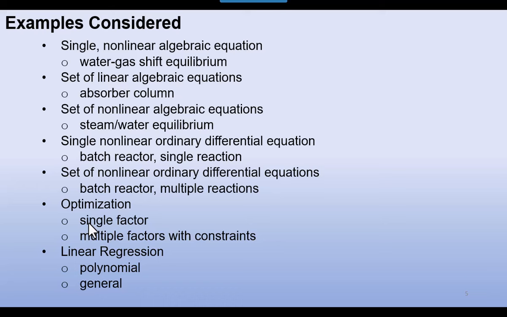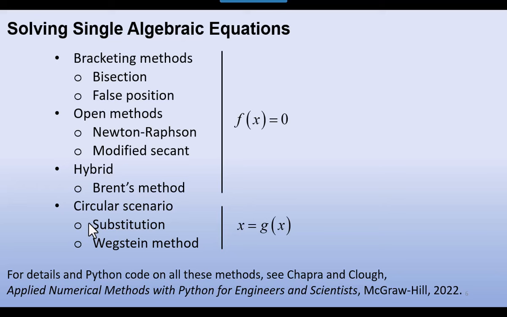And then we'll extend that to a batch reactor with multiple reactions. We get into optimization. We'll consider single factor optimization, and then involve multiple factors possibly with constraints involved. And then finally, when we get to regression, we will consider fitting data with polynomials, and then the general situation of regression. So let's start by looking at single algebraic equations and the kind of methods involved there.